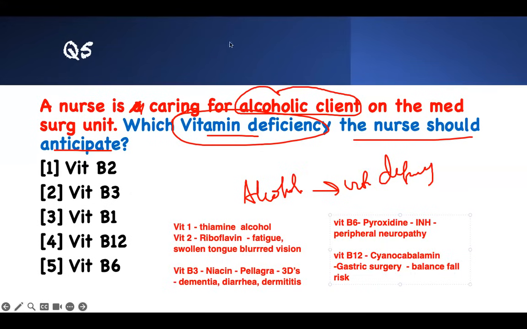So for this question, what do you think? Alcoholic is not B2, it's not B3, it's not B12, it's not B6. It starts with B1, thiamine.